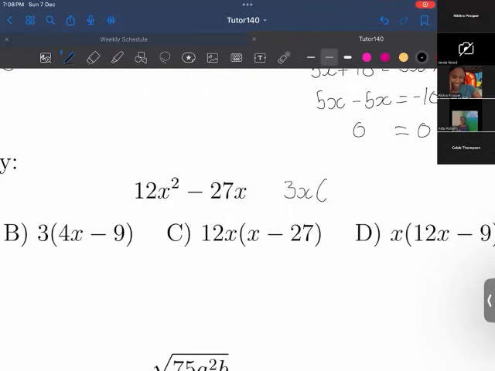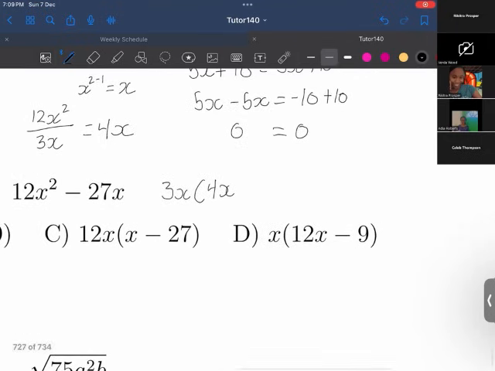And what's left over: 12x squared divided by 3x. 12 divided by 3 is 4. Remember, x squared divided by x, that's the law of exponents, the quotient rule. That's x to the power 2 minus 1, which is just x by itself. So in the bracket, we have 4x for the first term, right? And then 27x divided by 3x: 27 divided by 3 is 9, and x divided by x, so we're just left with the 9, right?